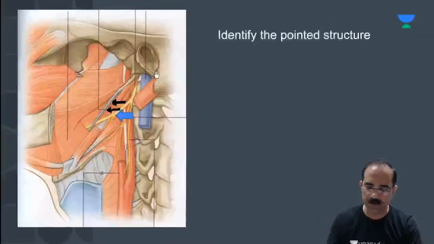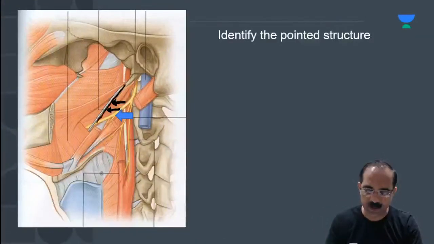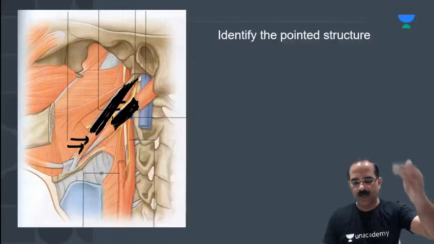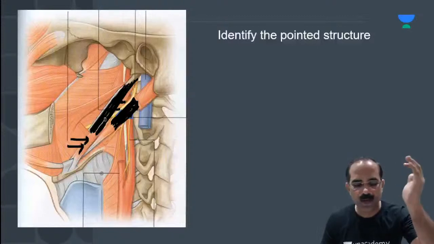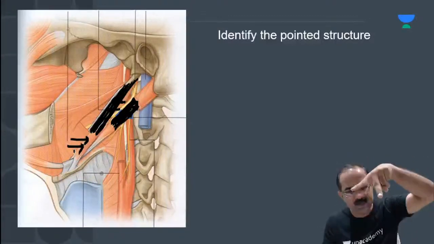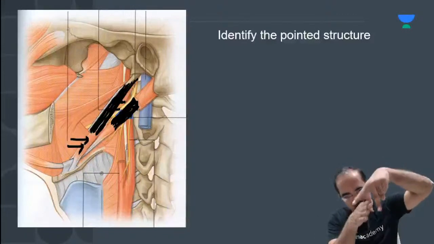That's the posterior belly of digastric. And there's a muscle here which begins from the styloid process and goes with the posterior belly of digastric. I'll just make this for you. This is the posterior belly of digastric. And what is this muscle which goes with it? This is what I was telling you: the posterior belly of digastric and the stylohyoid. This is the stylohyoid. It splits, and the posterior belly of digastric goes through the split.